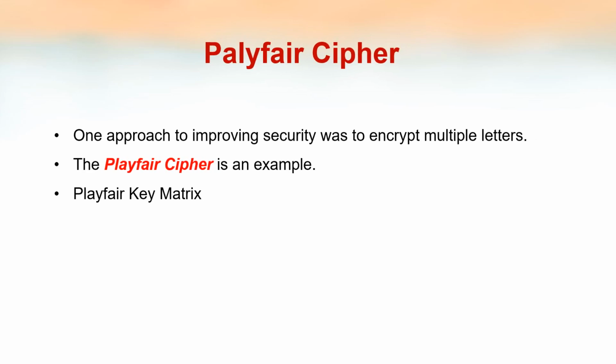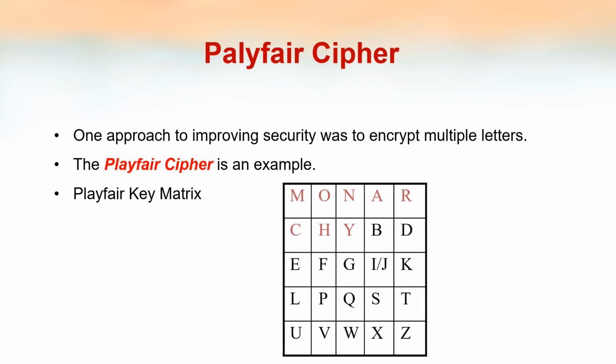Playfair cipher. In this approach, multiple letters are encrypted at a time. Playfair uses a key matrix. So here, this is the key: monarchy. It is written in a 5 by 5 matrix. Every time, the Playfair cipher uses a 5 by 5 matrix. After the key, the remaining letters of the alphabet are written.